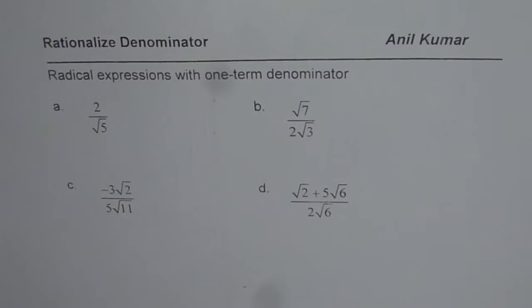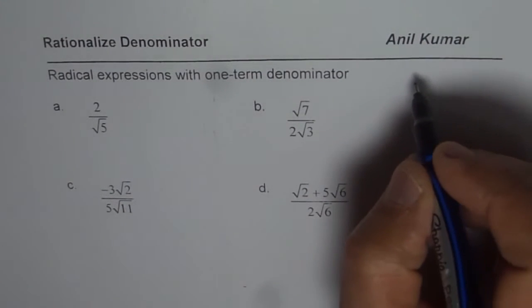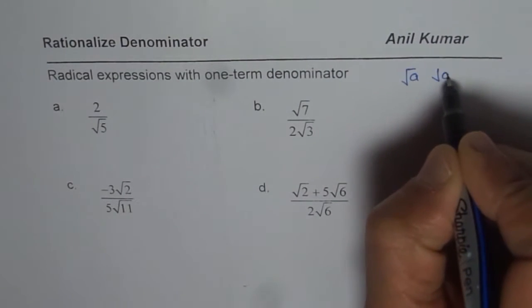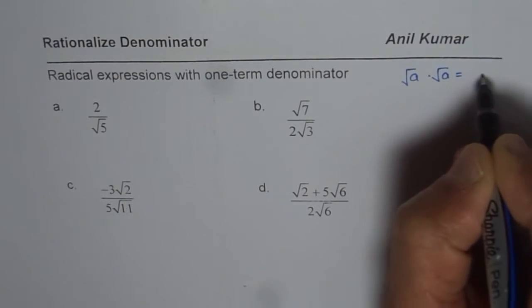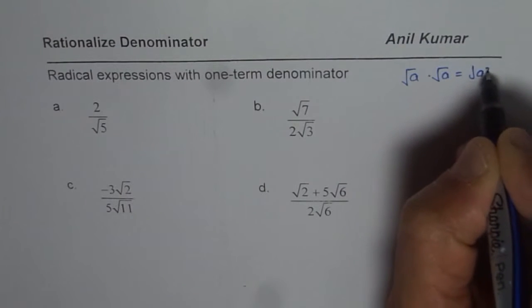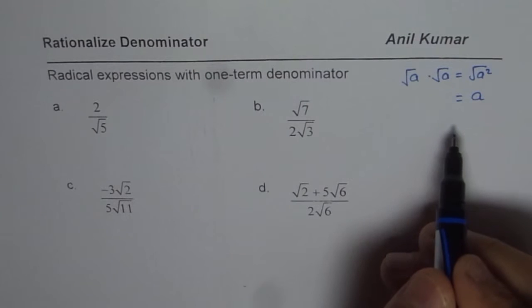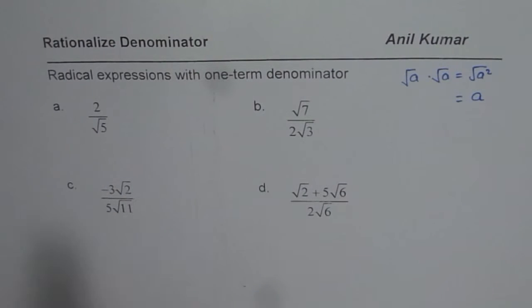I'm Anil Kumar, and in this video we will understand how to rationalize the denominator. We have taken up this example where there is only one term in the denominator, and therefore we are going to use our principle, that is, square root a times square root a is how much? It is, you can say, square root of a squared, which is a, right? But we could write it directly. Anyway, let's look into these examples.